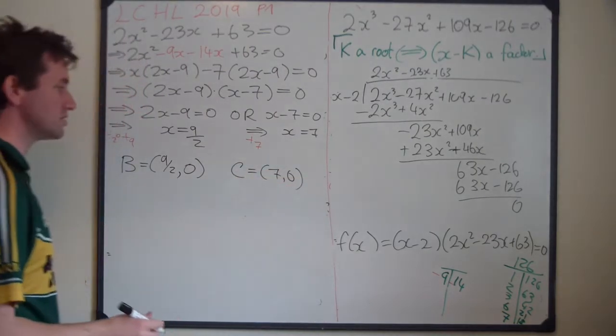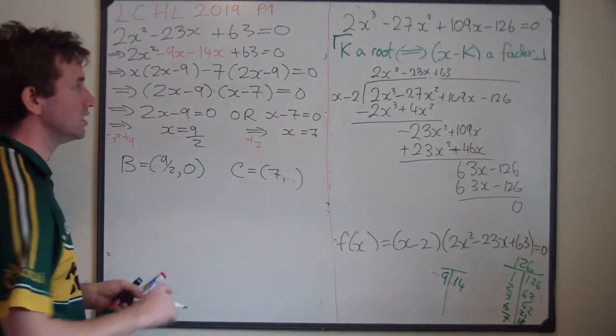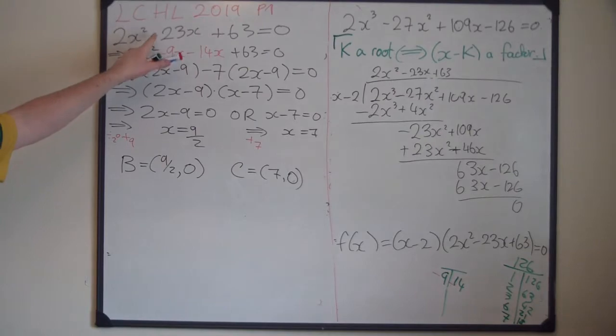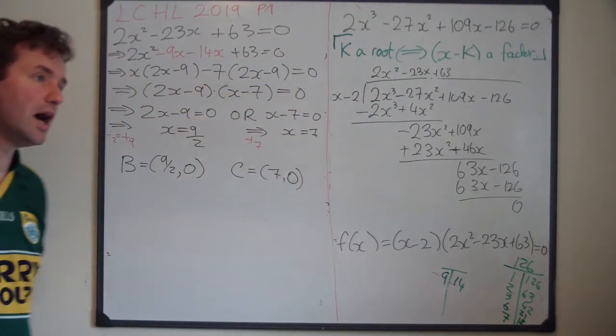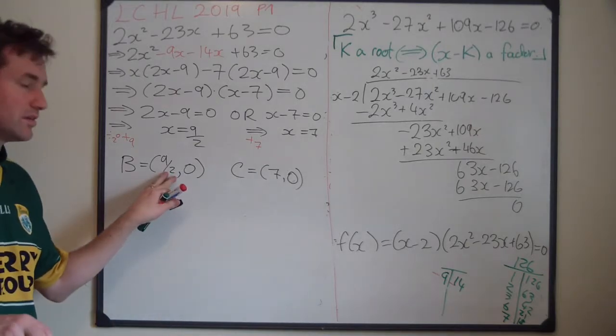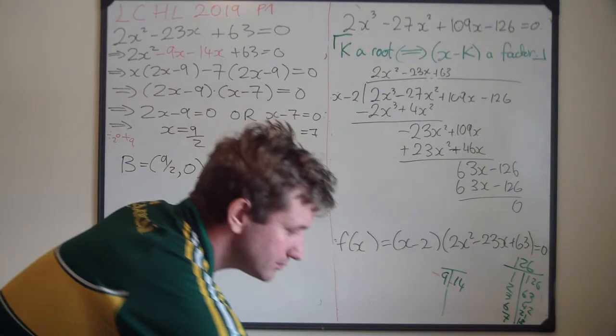You can check your answer here by substituting in 7 and 9 over 2 into this, or even into this. And it's important that it makes sense that B, the first one, has a smaller number here. But there we go, that's it. Okay.